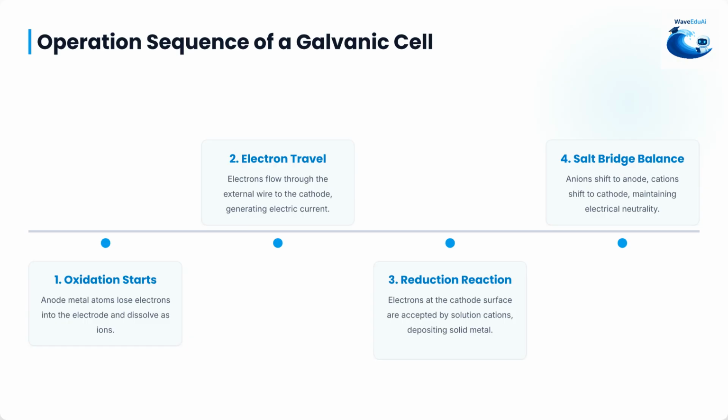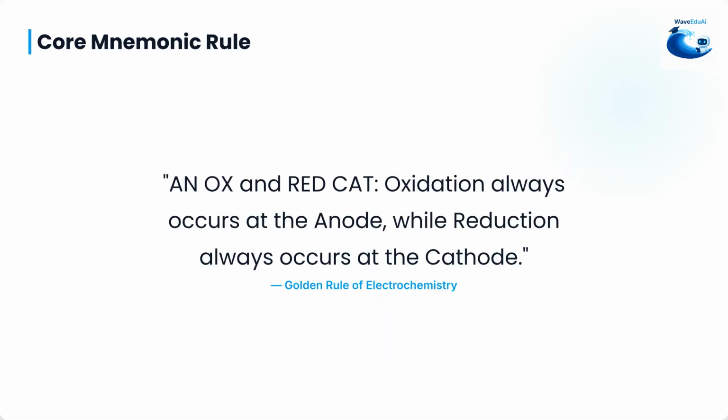The operation of a galvanic cell follows a set sequence. Oxidation starts at the anode, electrons travel through the wire, reduction occurs at the cathode, and the salt bridge balances the charge to maintain flow. To wrap up, remember this golden rule: an ox and red cat. This simple mnemonic reminds us that oxidation always occurs at the anode, while reduction always occurs at the cathode.